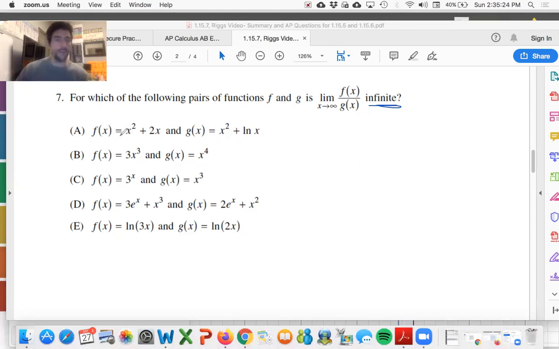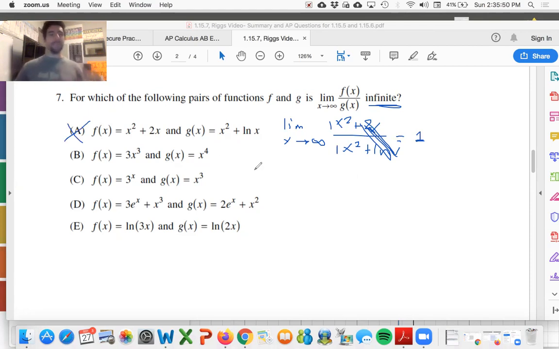I'm not going to write all these out, but I'll write the first one because it's important to show. As x approaches positive infinity, I'm comparing x squared plus 2x, which is f of x here, to x squared plus natural log of x. Pretty easy one. We're not going to worry about those other terms. If I divide those, I get 1, and the leading coefficient is just 1. So this limit goes to 1, which is not infinite, so I cross off A.